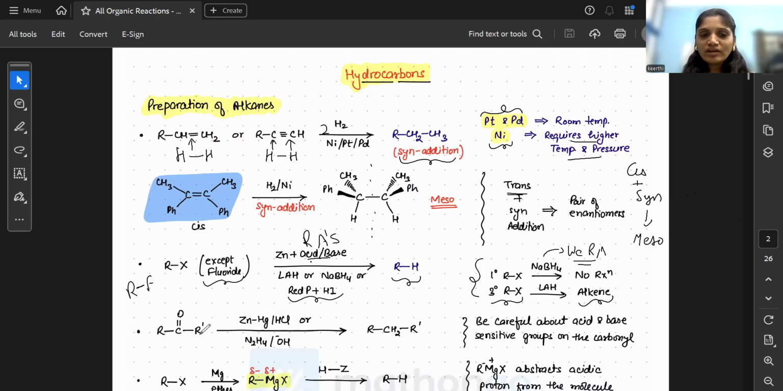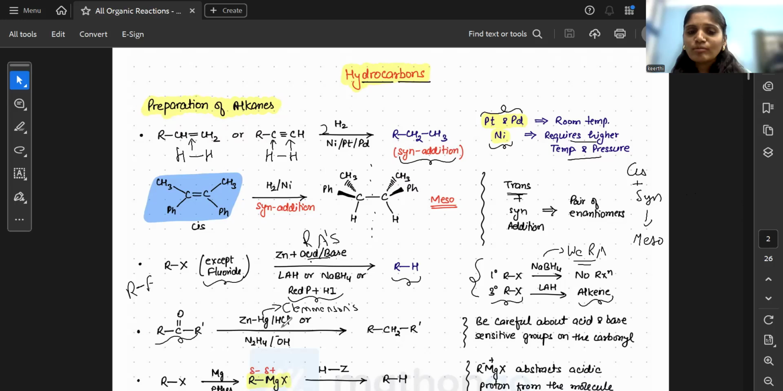Now, if I go for the next reaction, this reaction you study even in the chapter aldehydes and ketones in grade 12. If I take any carbonyl compound, you can take aldehyde or you can take a ketone, that is your choice. If you use this particular reducing agent, zinc amalgam in the presence of HCl, I call it Clemmensen's reduction. This you study as named reactions, even in the chapter aldehydes, ketones, and carboxylic acids.